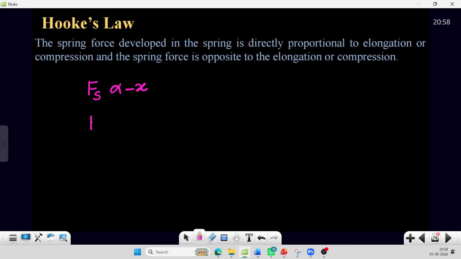Now we use a proportionality constant. Then Fs is equal to minus Kx, where K is what? Spring constant. K is the spring constant, x is the elongation, and F is the spring force.